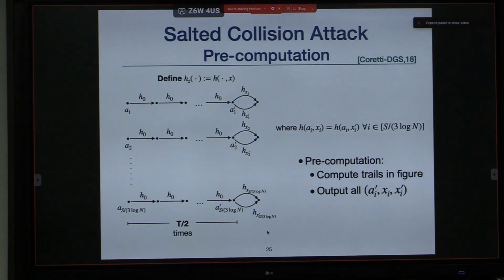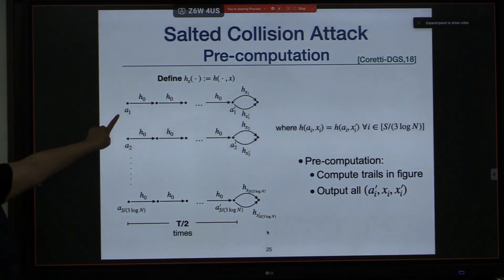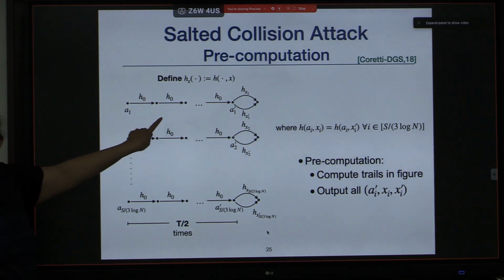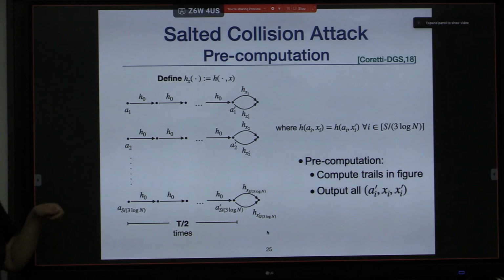So it's a beautiful attack, and I'll describe it. If there are any questions, feel free to ask. So first, in the offline phase, you pick on the order of S random salts, and for all these salts, you iteratively apply the compression function with 0 messages. Basically you compute h of a1, whatever output you get, on that you apply h along with the 0 message, and you iteratively do that T over 2 times.